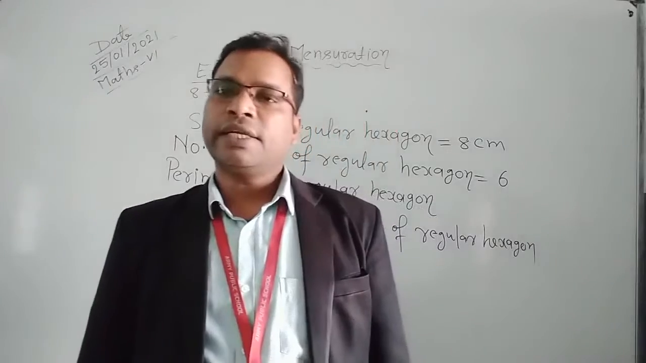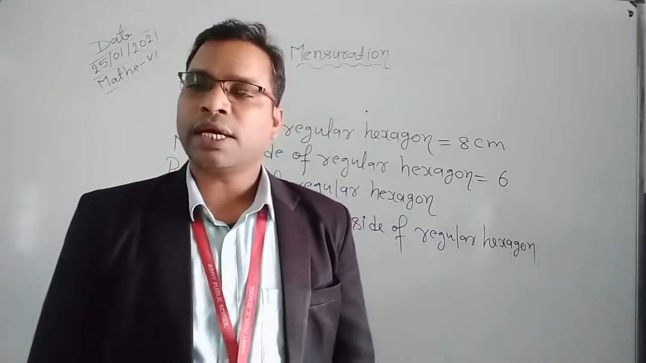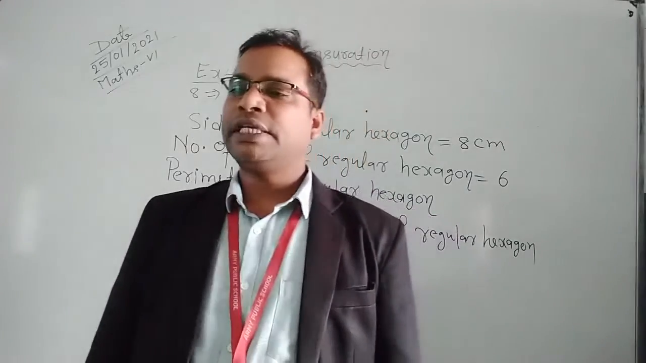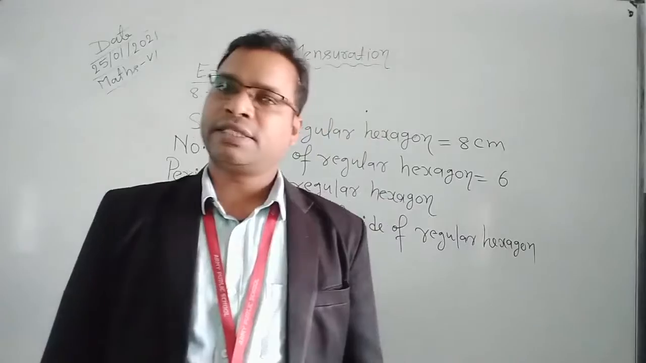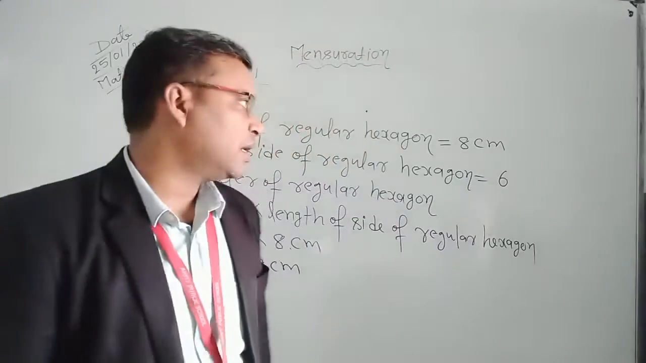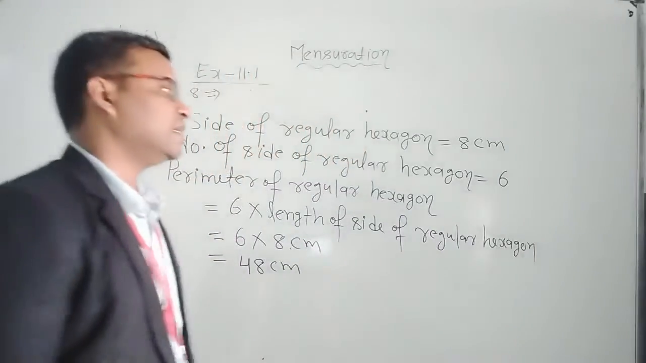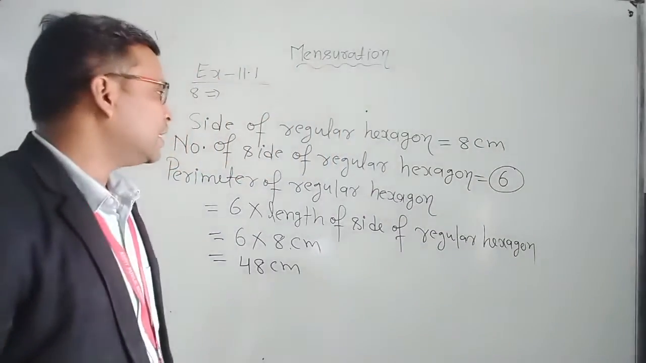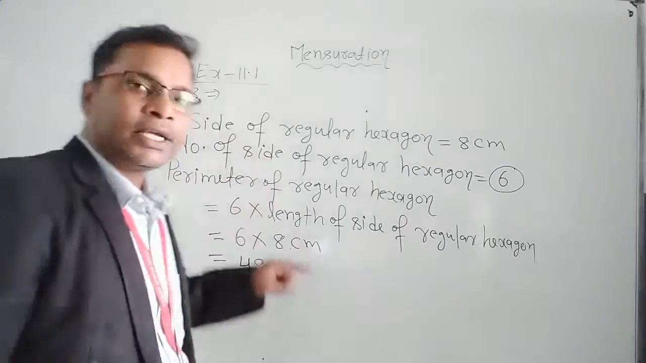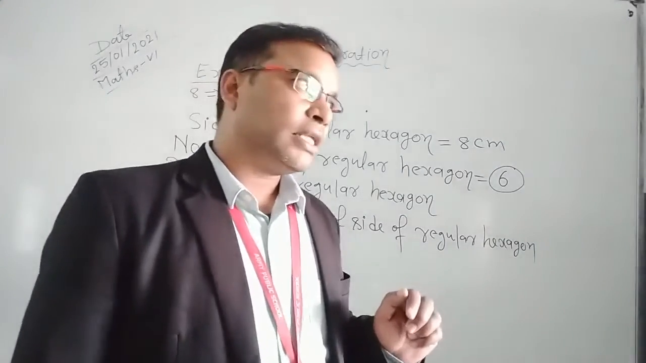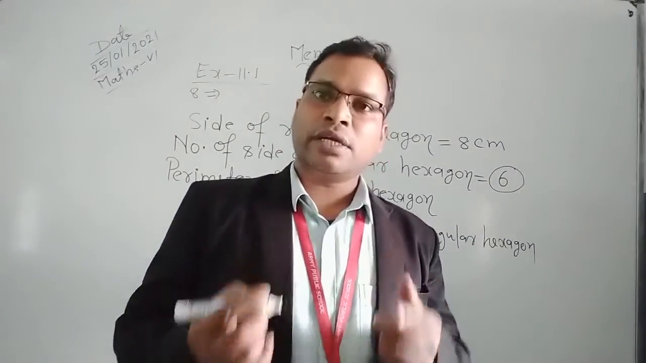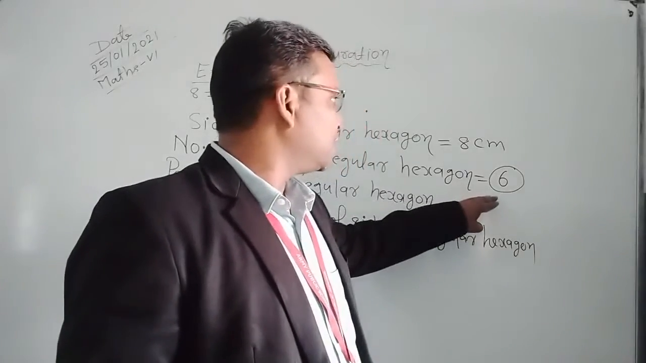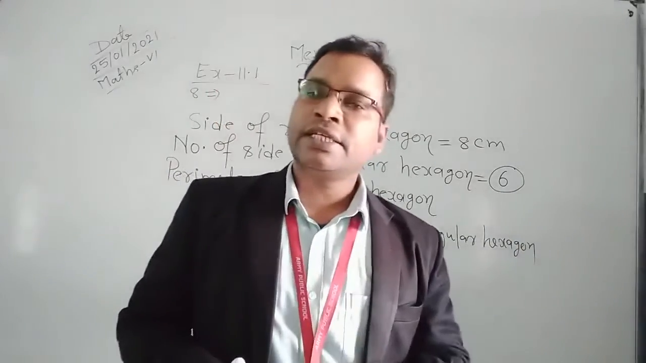I repeat this question again. In this question we are asked to find the perimeter of a regular hexagon with each side measuring 8 centimeter. So the number of sides of any hexagon is 6. How many sides? 6 sides. Here this hexagon is regular. A regular hexagon is such a hexagon in which all sides are equal. It's called a regular hexagon. So the number of sides is 6, all sides are equal, and each length is 8 centimeters.